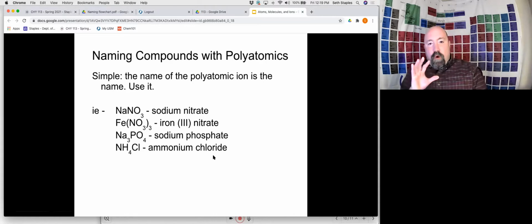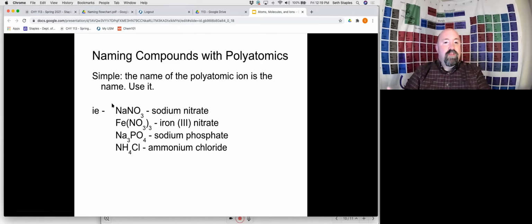Now this, hopefully you're starting to see as well already, why it is so important to know and recognize the names of the polyatomic ions. If you did not know that nitrate was NO3 and you saw this, you would be tempted to name this something like sodium nitrogen oxide. And that's not it. That's not what it is.